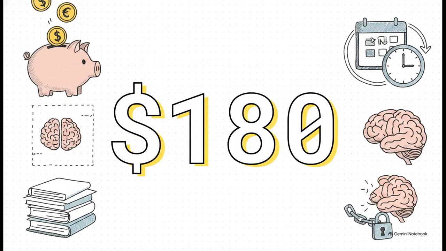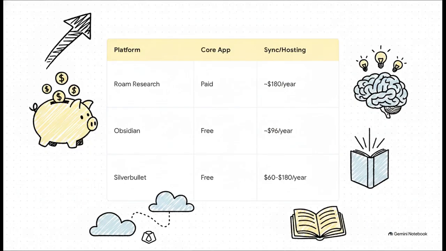$180. That right there is the typical annual cost of a recurring subscription for an individual user on a popular networked platform like Roam Research. Over just a few years, you are shelling out hundreds and hundreds of dollars just to rent access to your own brain. Let's compare these numbers directly.